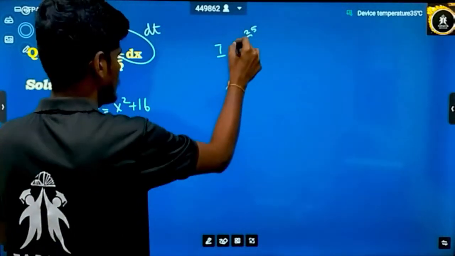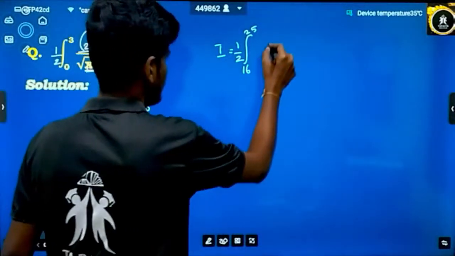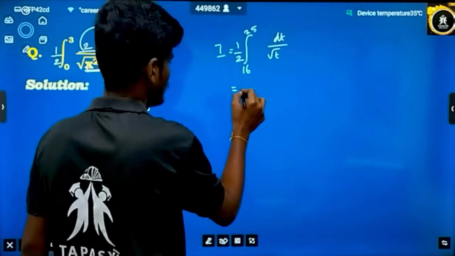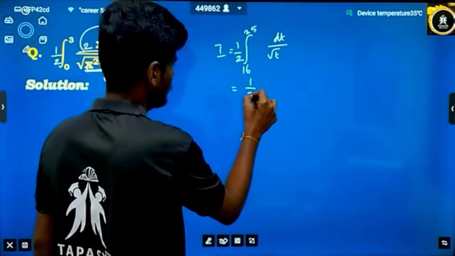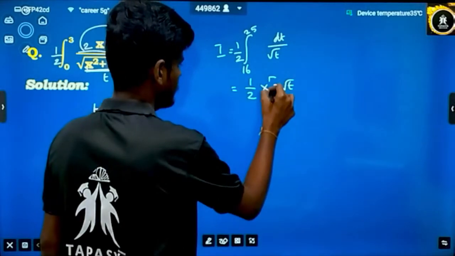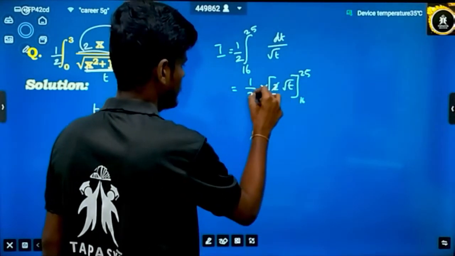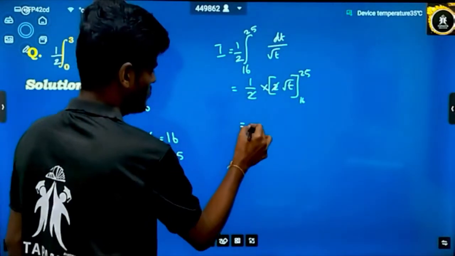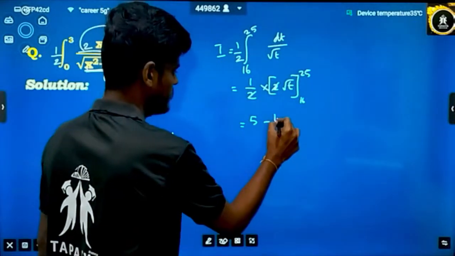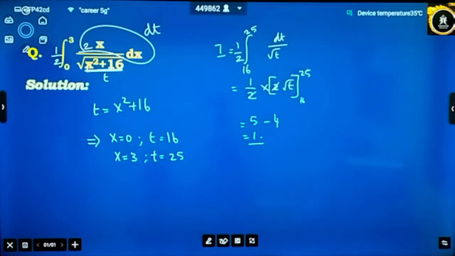This integration will convert to 1 by 2 times dt by root t, that is equal to 2 root t. Therefore 1 by 2 into 2 root t. And after integration, we have to apply the limit, that is 16 and 25. This 2 will get cancelled. So we'll have square root of 25, that is 5, minus square root of 16, that is 4. So the final answer is 1. Clear? Easy question.